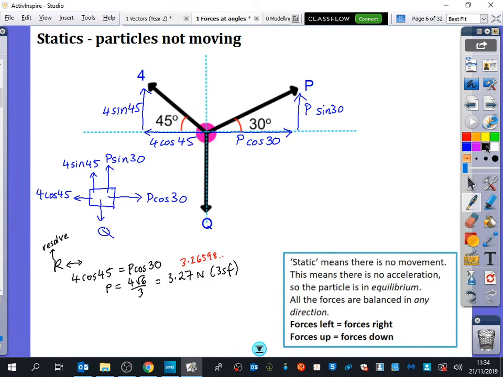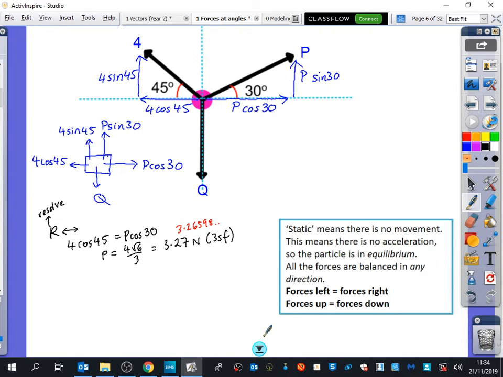You can store it if you want to, or you can just remember that one. The second thing that we're going to do is resolve it now in the upwards and downwards direction. So now we're going to do what Muzakir said. Muzakir said that Q is equal to these two forces, which is 4 sine 45 plus P sine 30.